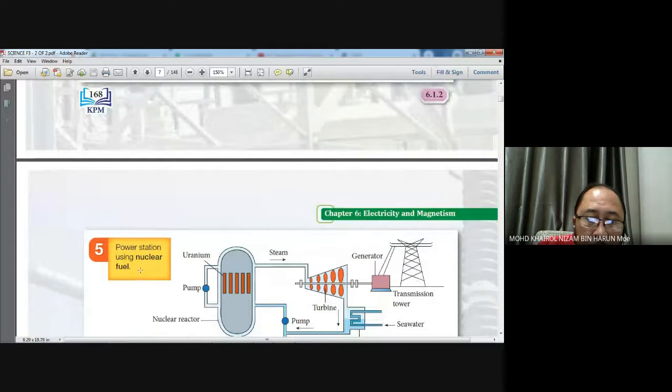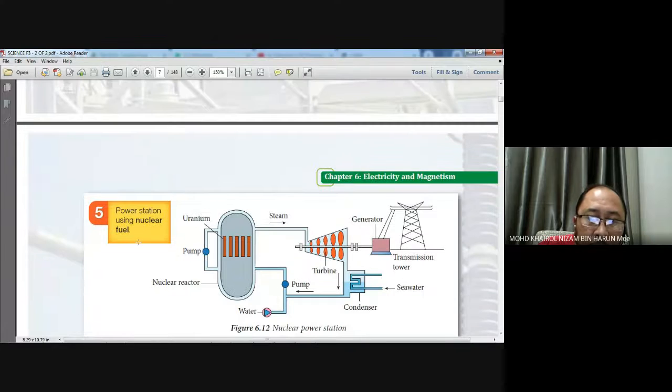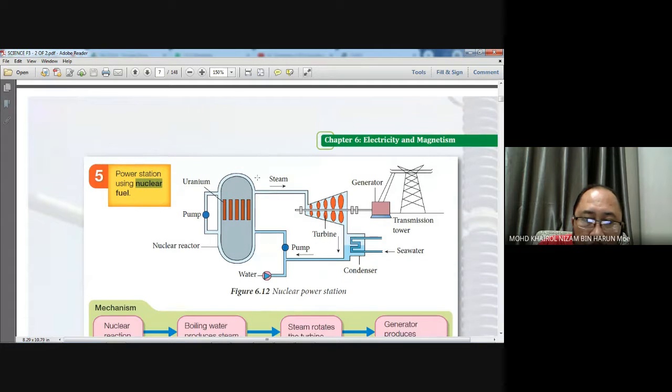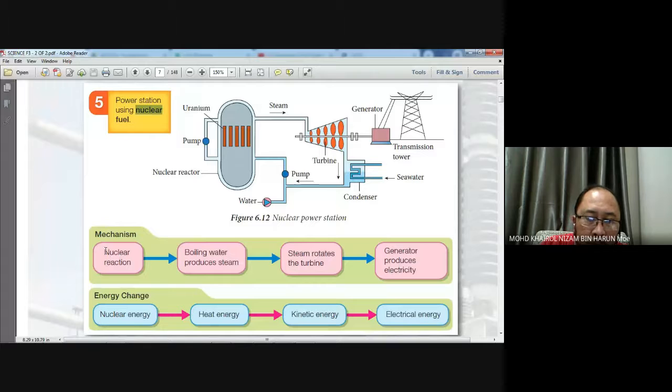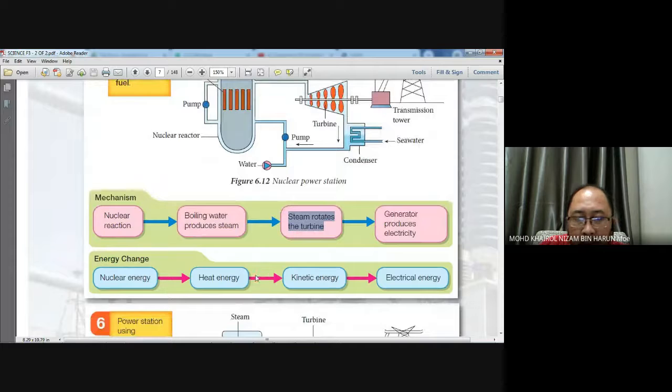The next power station is nuclear, using nuclear energy. This nuclear power plant will produce energy, in which this energy will heat up the water and then produce steam, and with the same concept, it will rotate the turbine and generate electricity. The mechanism: nuclear reaction boils the water, produces steam, the steam rotates the turbine, and electric current is produced.